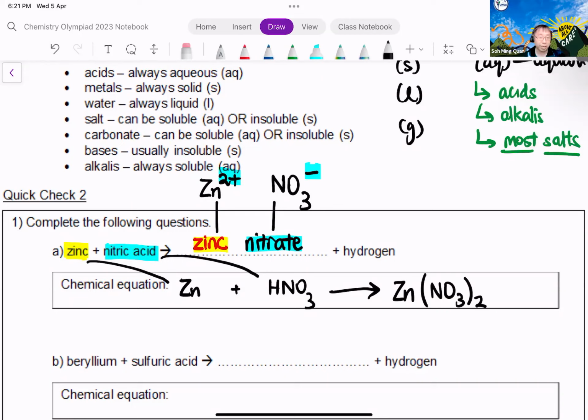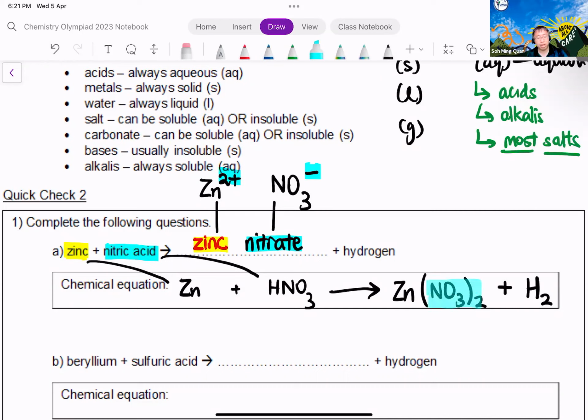Now, why do we use brackets? We use brackets because the nitrate ion is polyatomic. There's more than one atom. It's NO3. All right? Hydrogen is next. Hydrogen is not H. Hydrogen as an element is H2. It's diatomic.